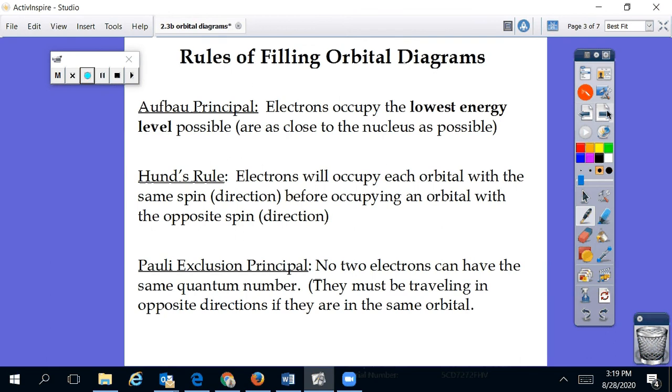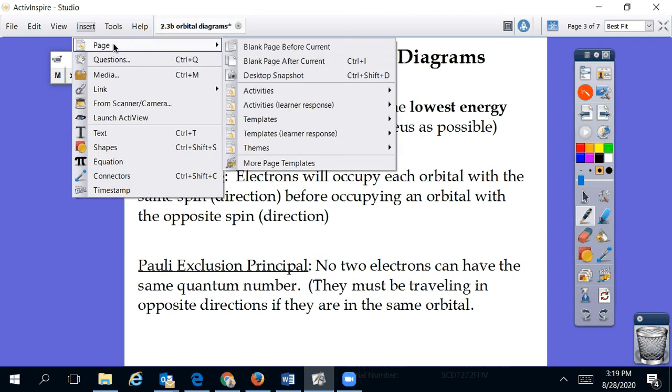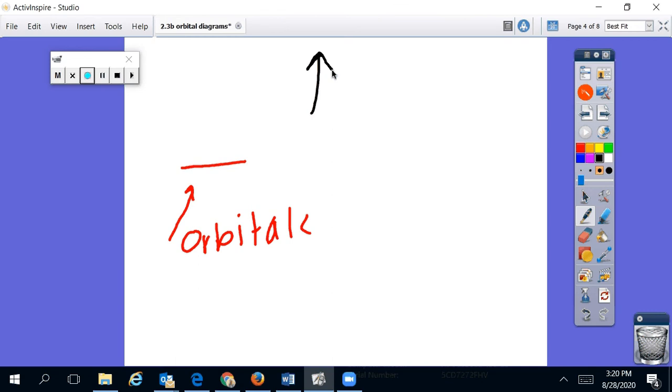Okay, and we have rules for filling orbitals. First of all, before I talk about the rules, let's talk about our orbitals. We saw pictures of our orbitals last video, and instead of using the actual pictures, we're going to use lines to represent the orbitals. We are going to use arrows to represent the electrons, either an up arrow or a down arrow. The up arrow versus the down arrow just represents a different direction in spin. And we know from our last lesson that each orbital can hold 2 electrons.